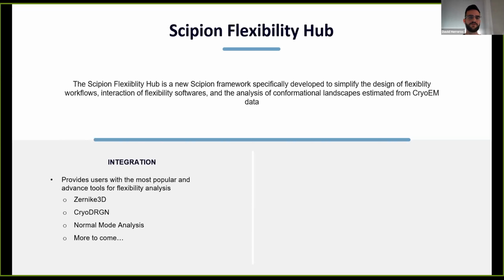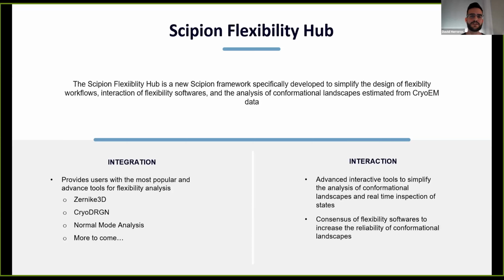So the Flexibility Hub will have two pillars. The first one, of course, is the integration. We need to provide software. Right now we are offering CryoSPARC-3D, which is our own development, but also CryoDRGN and normal modes. And our idea is to add more software like 3D Flex, Gaussian mixtures, ManifoldEM, and so on.